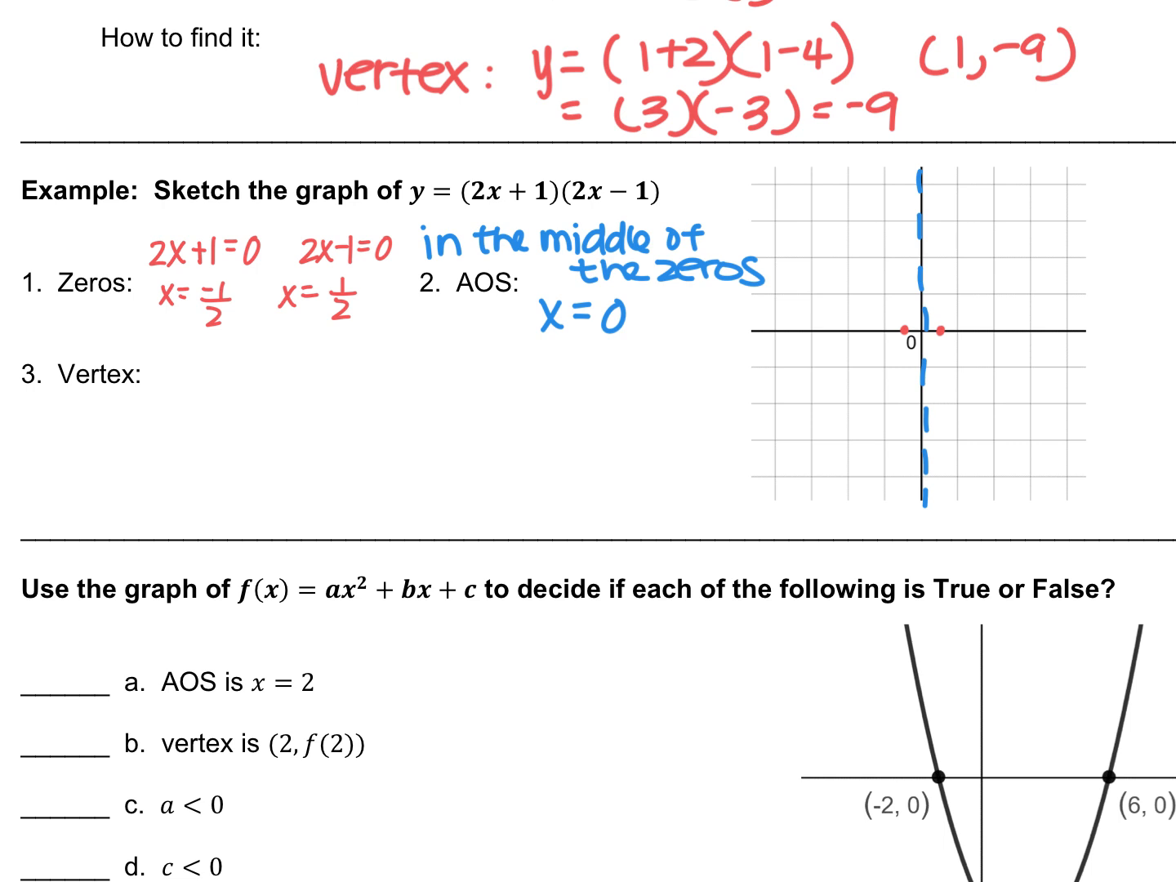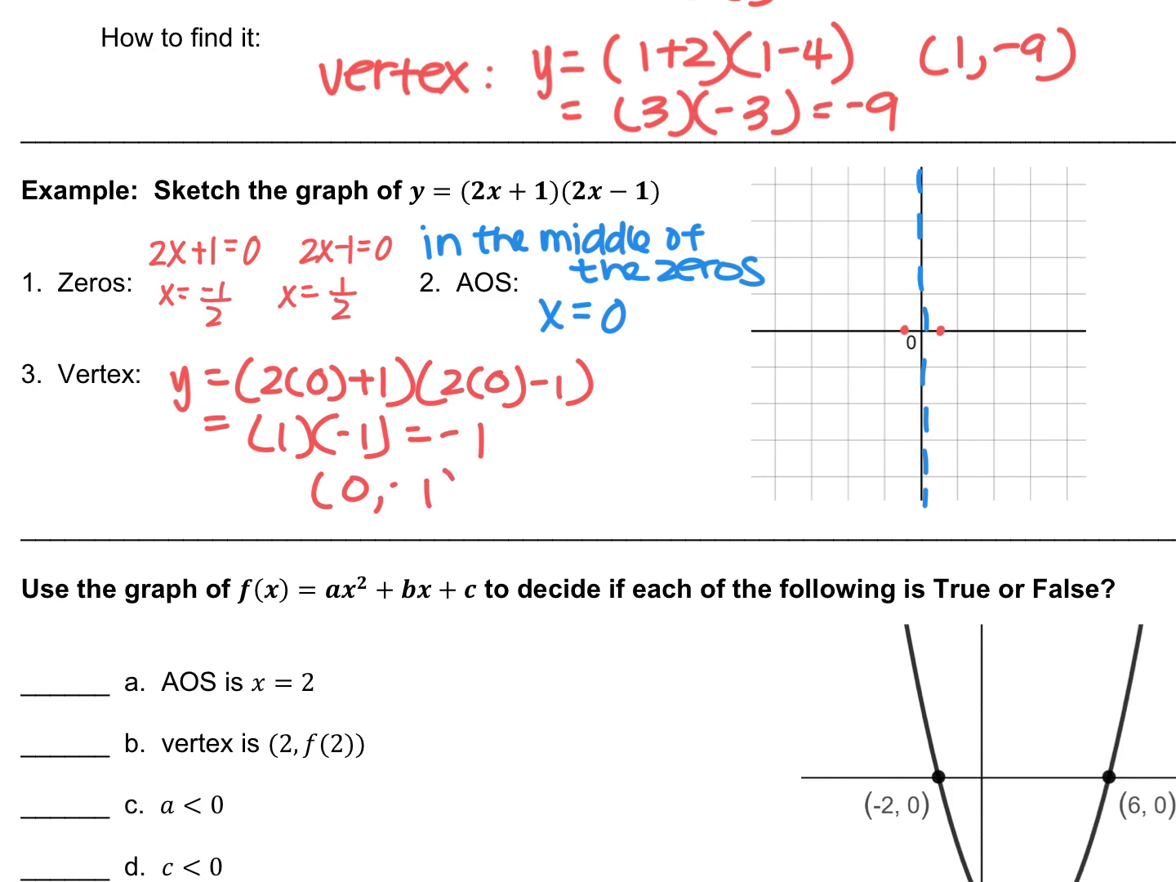And then to find the vertex, I just plug 0 in. So I would have y equals 2 times 0 plus 1 and 2 times 0 minus 1, which is just 1 times negative 1, negative 1. So my vertex is at (0, negative 1). So right there.